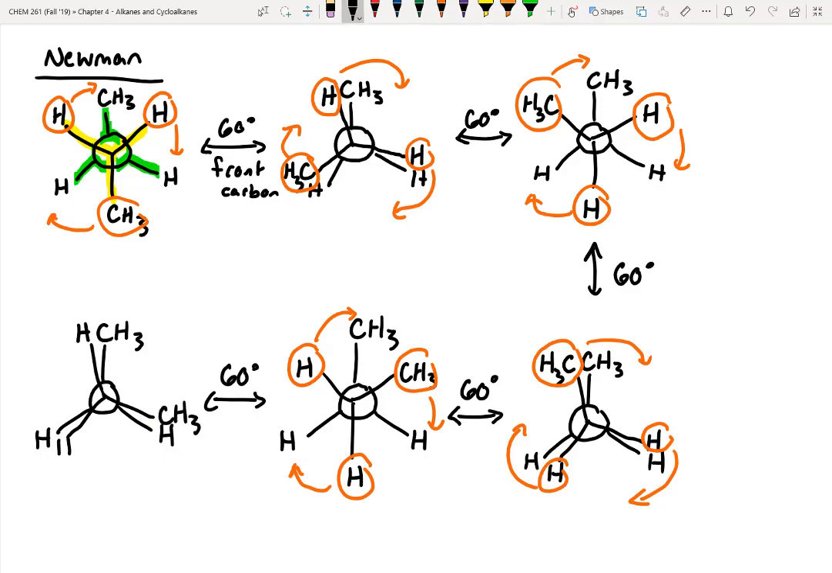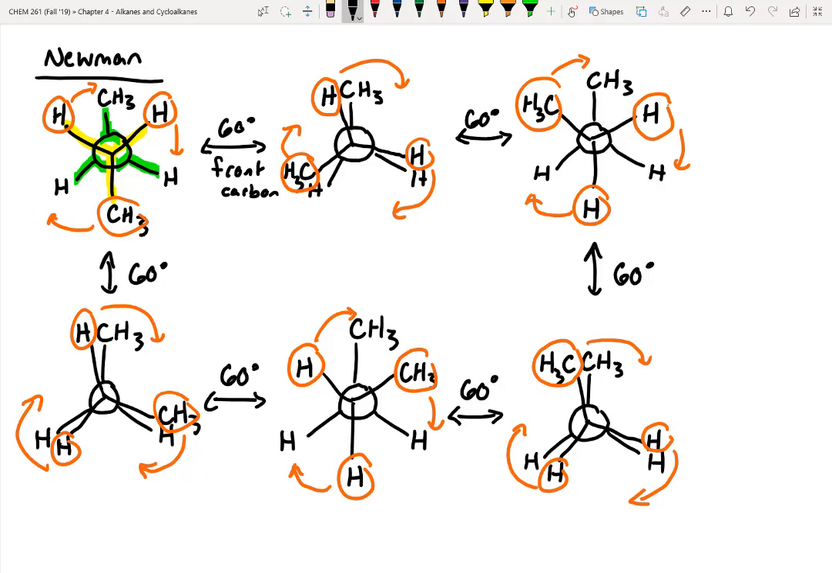And that means we must have a hydrogen right there. All right, if we were to do another 60-degree twist, another 60-degree twist, another 60-degree twist, what happens? We go back to the beginning. So in fact, this is just a rotating carousel. So we can imagine spinning that bond, completes 360 degrees, and we go back to the original conformation, right?